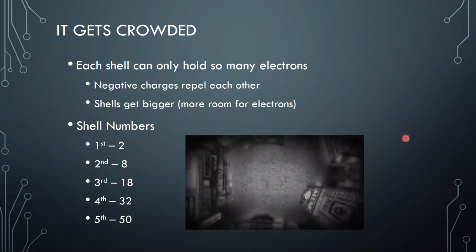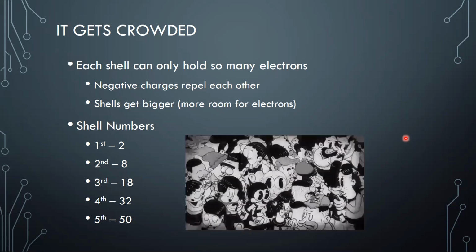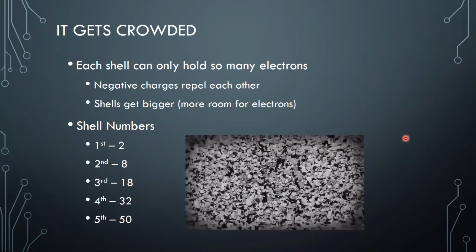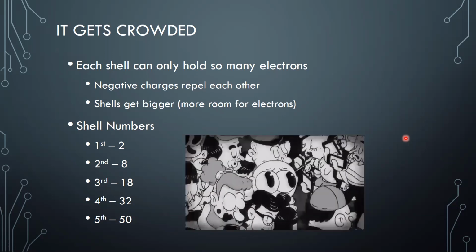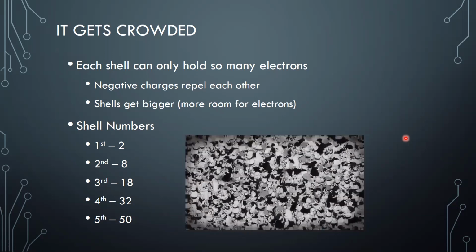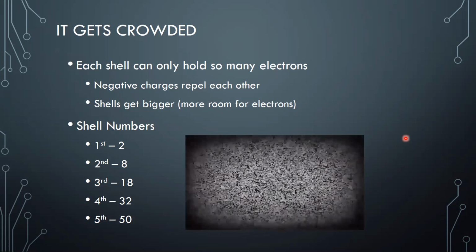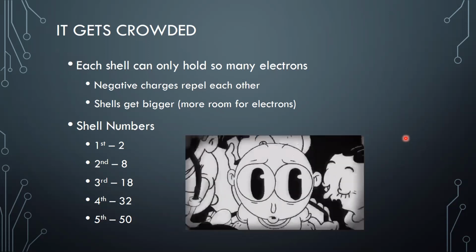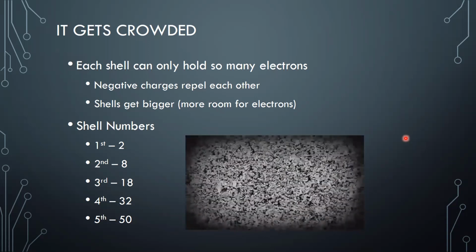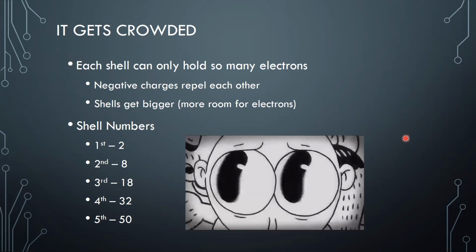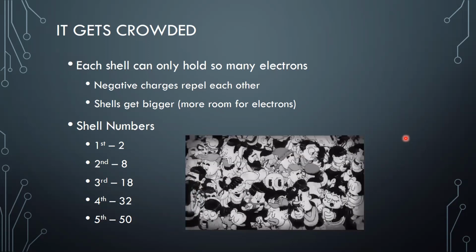The second shell does hold up to 8 electrons. The third shell is larger, can hold up to 18, the fourth shell 32, and the fifth shell 50. Sometimes they get pushed out once they get bigger, and so they can have a 6th or 7th shell. But the key here is that for general understanding, we're going to be focusing on atoms that have 3 or less shells, most likely. Maybe one that has 4 shells, but we'll see.